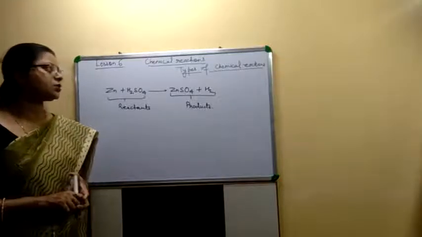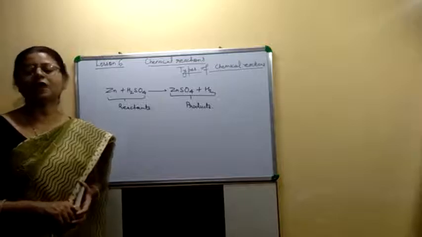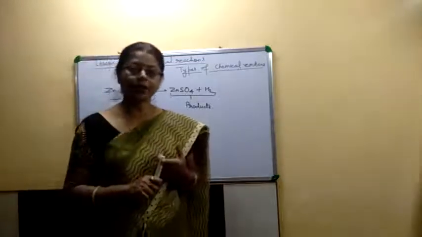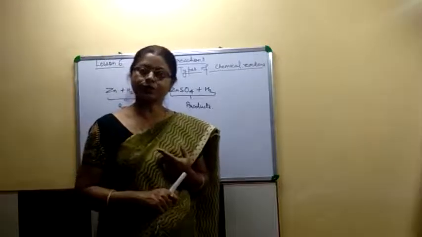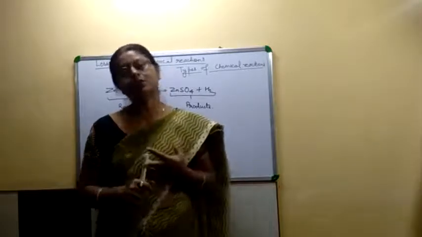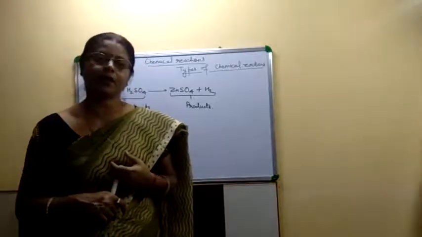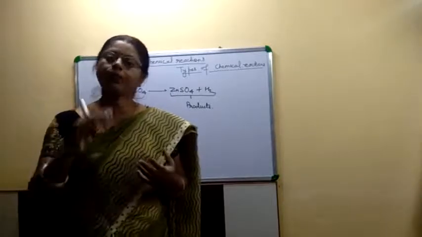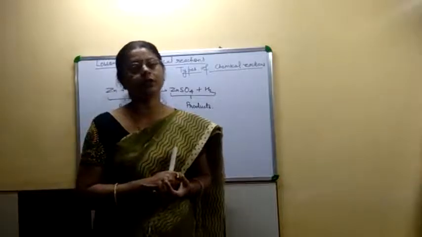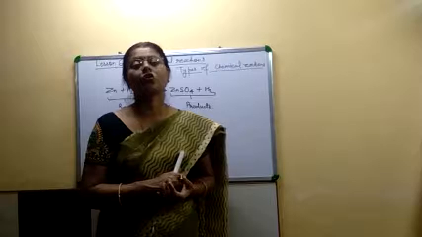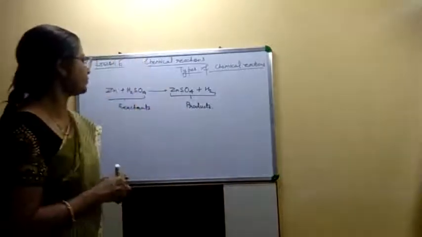Chemical equations or chemical reactions are of four types. First is combination reaction, second is decomposition reaction, third is displacement reaction, and fourth is double displacement reaction. So one by one, children, I will teach you all the four types of chemical reactions. First is combination reaction.